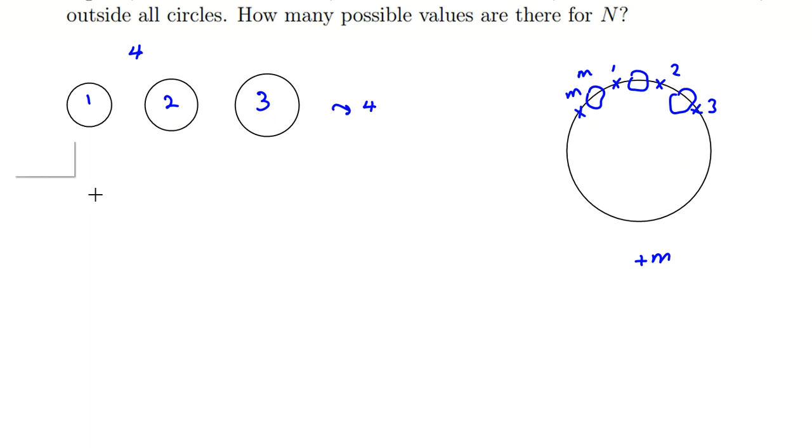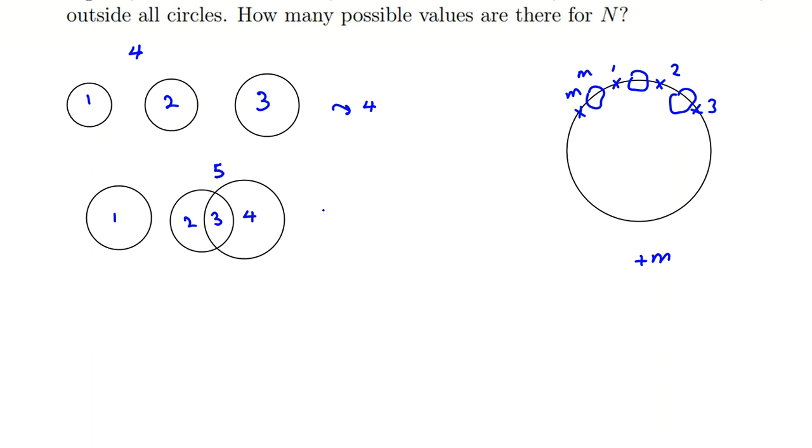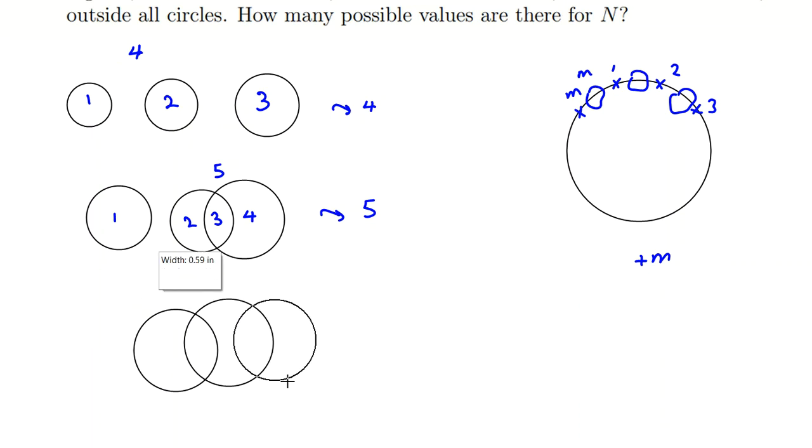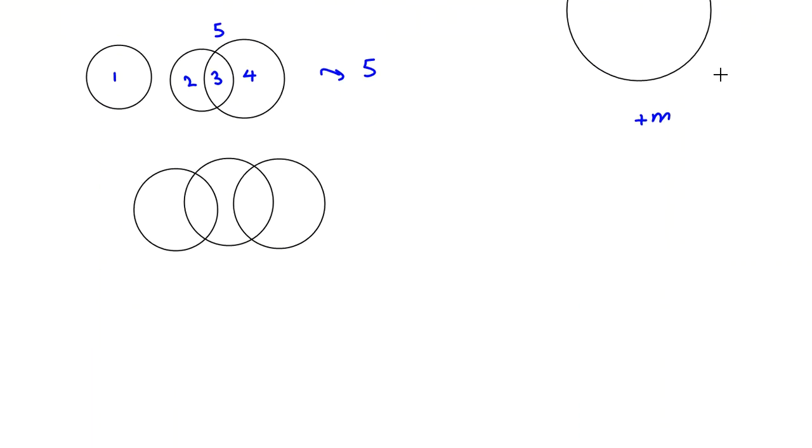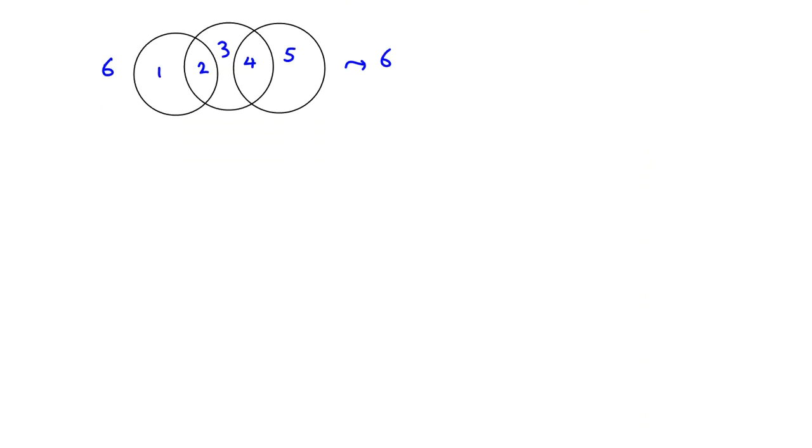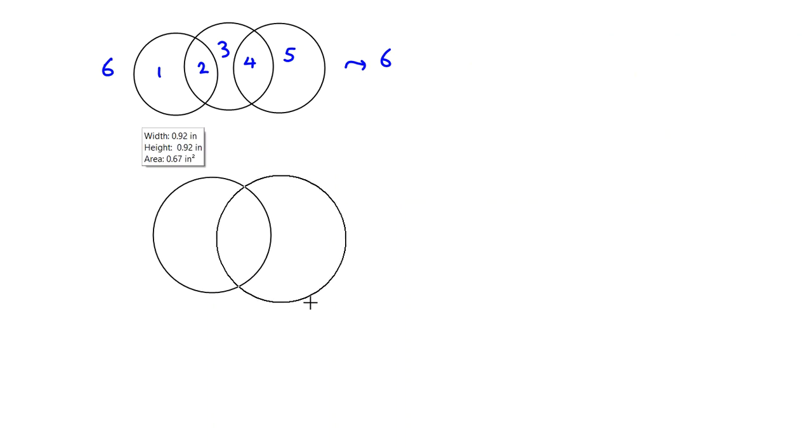Now, if we consider the second and third circle like this, here we have 1, 2, 3, 4, 5. So 5 is also possible. Now, if we consider it like this, how many regions are there now? 1, 2, 3, 4, 5, 6. Okay, so 6 regions. Now let's consider another arrangement: 1, 2, 3, 4, 5.